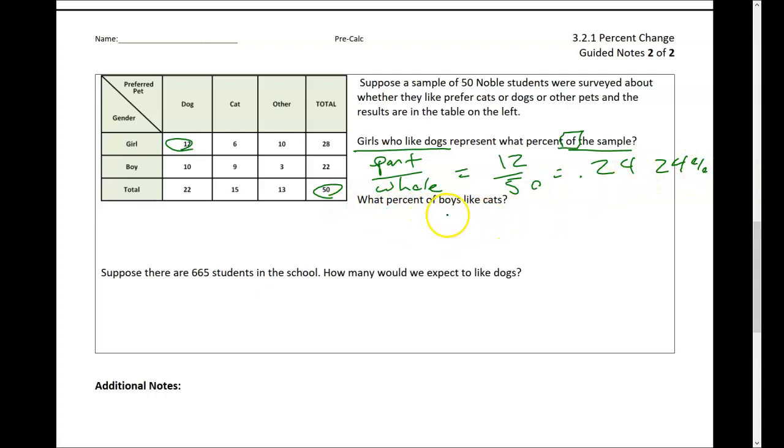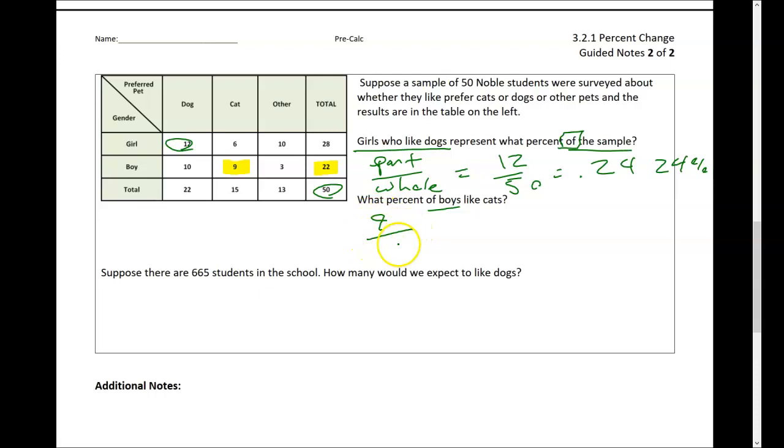What percent of boys like cats? Here's what I want you to zero in on. The whole now has changed, right? So if you're thinking, I don't know, boys, 9 over 50, that's wrong now. We want 9 over 22, right? Because we want the percent of boys. There's 22 boys, 9 of them like cats.